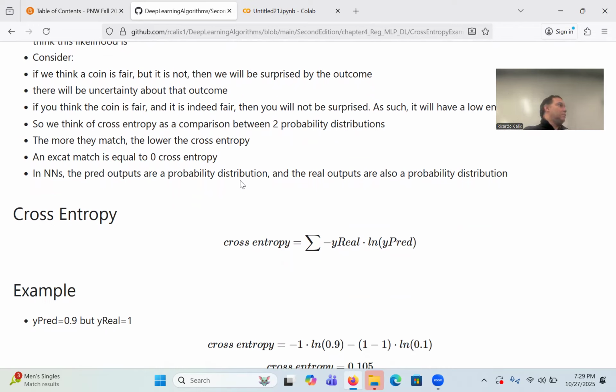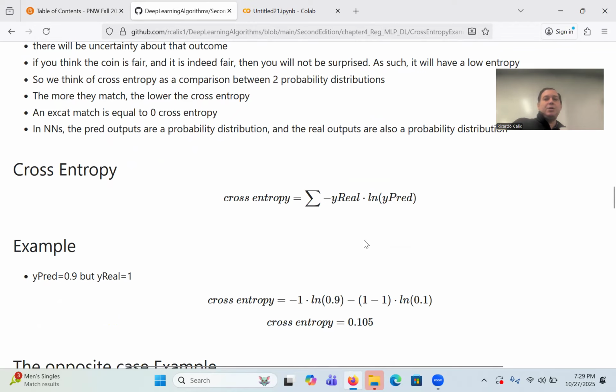You know this, right? 0.95, 0.03, 0.02. They add up to 1 thanks to the softmax. They are a probability distribution. And the real outputs are also a probability distribution. 1, 0, 0 adds up to 1, another probability distribution. And we can compare them nicely with this equation.